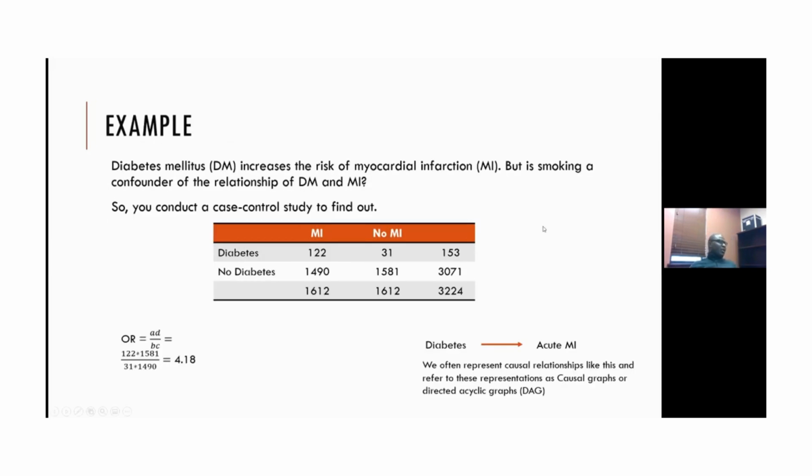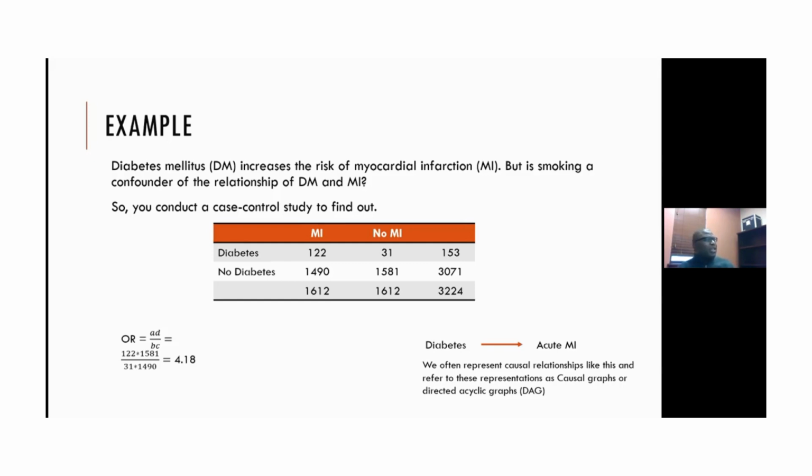Now, when you look at the table up here, you can't see. Essentially, what you see here is a relationship between MI, that's myocardial infarction, and diabetes. What we see here is that there's an increased risk of myocardial infarction amongst people who have diabetes.